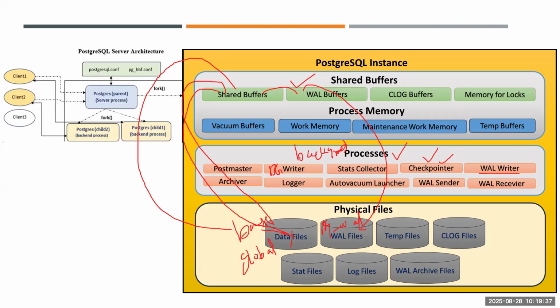So there are two processes running for the shared buffers. One is the background writer, one is the checkpointer. Same for WAL buffers, there is a WAL writer which is writing the data. Okay, now there is one interesting concept, sir, like a stats file. We'll talk more on these stat files.